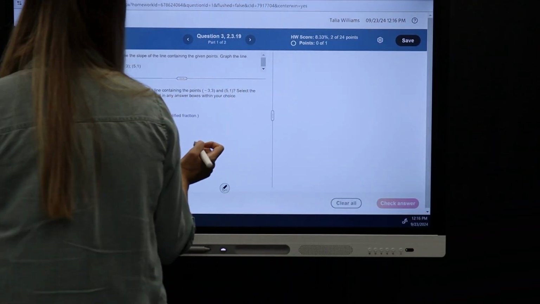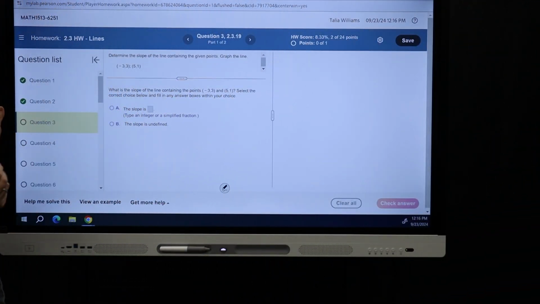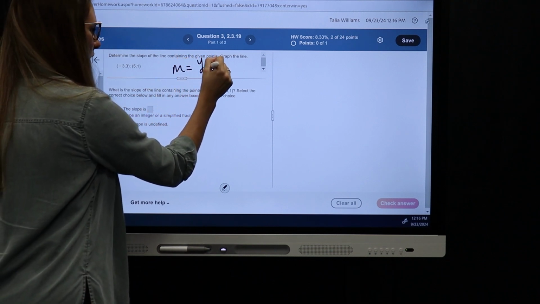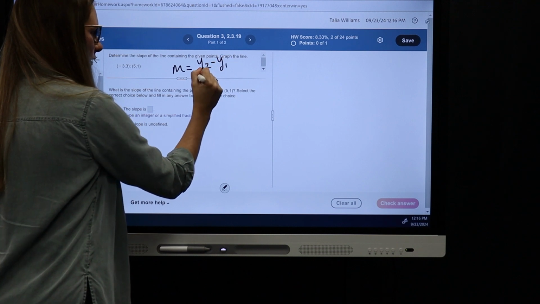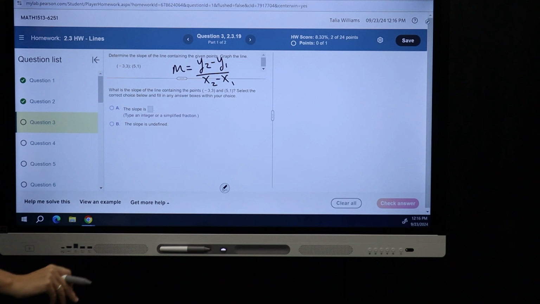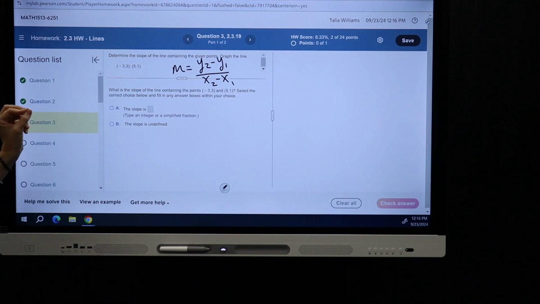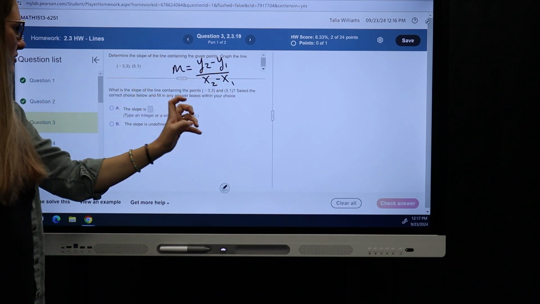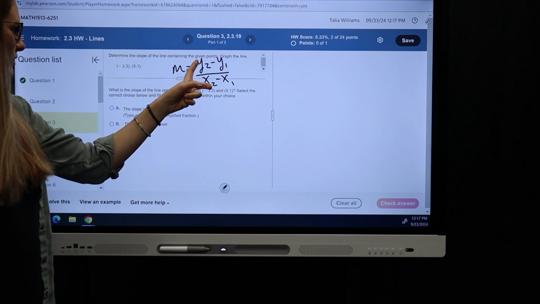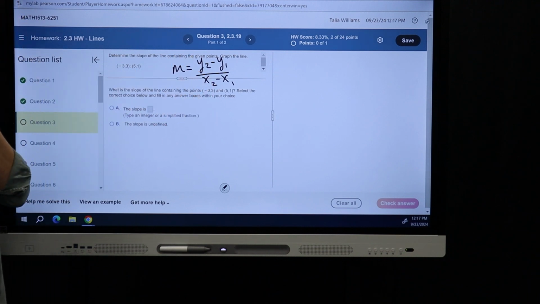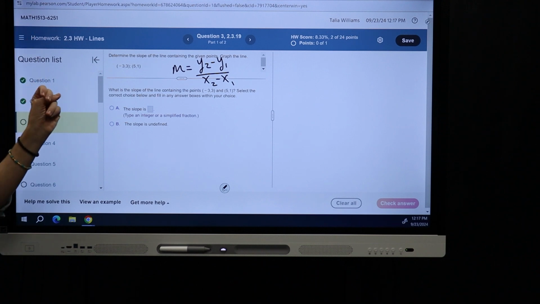So we need our slope formula. Now then we have to do it algebraically, so m equals change in y, y2 subtract y1 over x2 subtract x1. It doesn't matter which point you label point 1 and which point you label point 2. You just have to remember that that point has to be stacked on top of each other. So if I do 1 first here, 5 has to be here. If I do 3 first here, negative 3 has to be here. But they have to stay together.